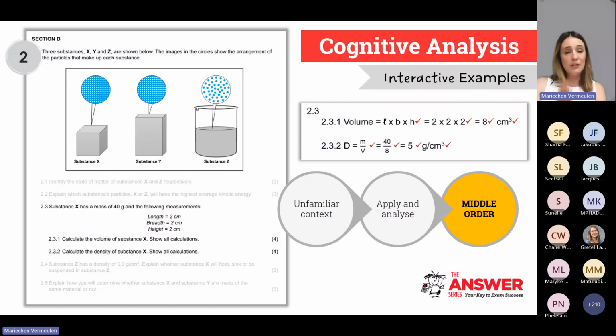They're expected to know the formula for density, but they are given data in an unfamiliar context where they need to apply that formula. So this is a middle order question for both of them.